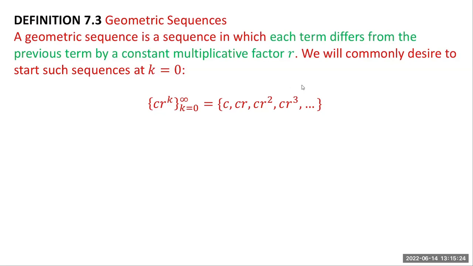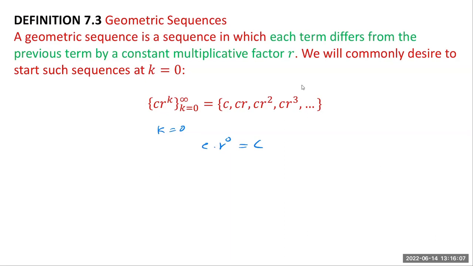Okay, so this is the general form of a geometric sequence. It is c times r to the power k, where c is a constant and r is also a constant, and k goes from 0 to infinity. To recover this sequence, you plug in k is equal to 0 to get the first term. r to the power 0 is 1, so you get c times r to the power 0, which is c times 1, which is c.